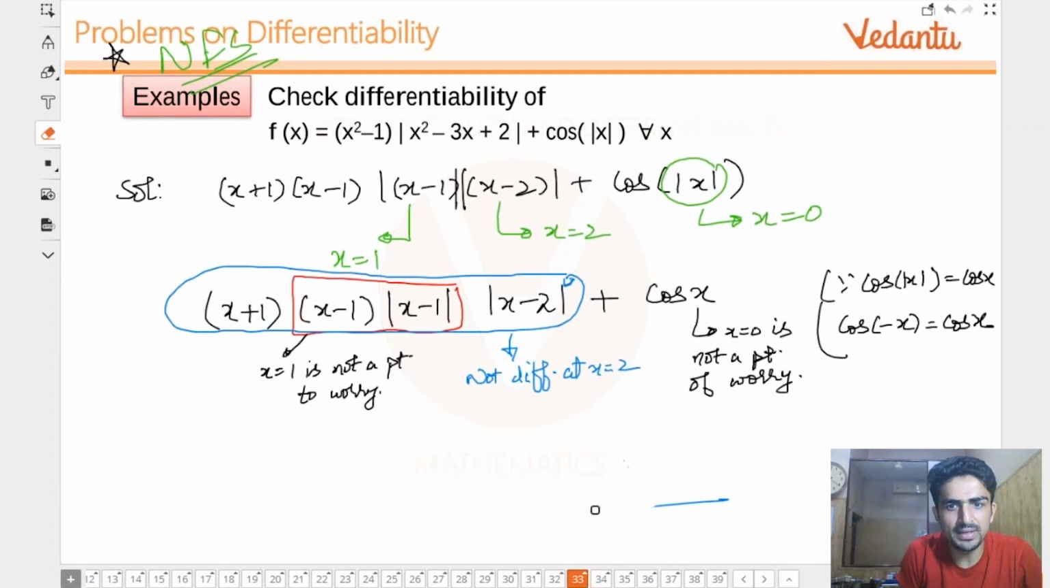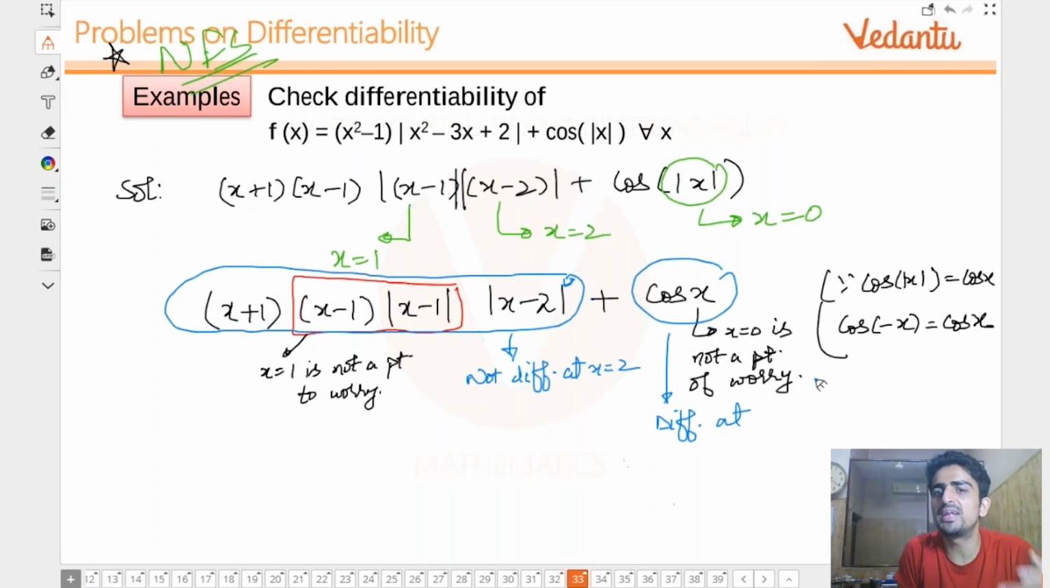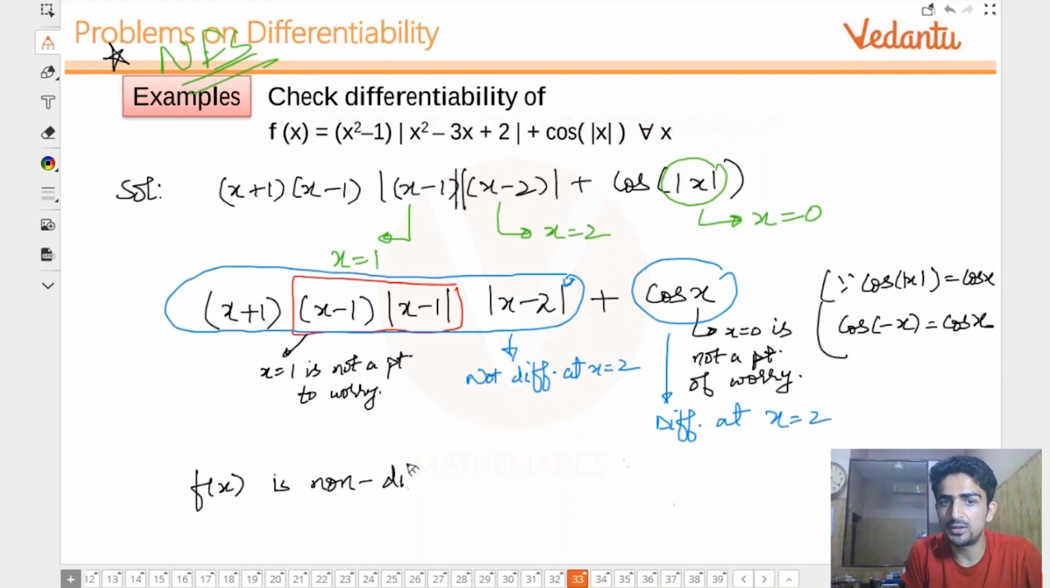That first complete term is non-differentiable at 2, whereas this is differentiable at 2. It is differentiable everywhere. So guys, as I told you, a bad thing when added to good thing makes a bad thing. So f(x) is non-differentiable at 2.